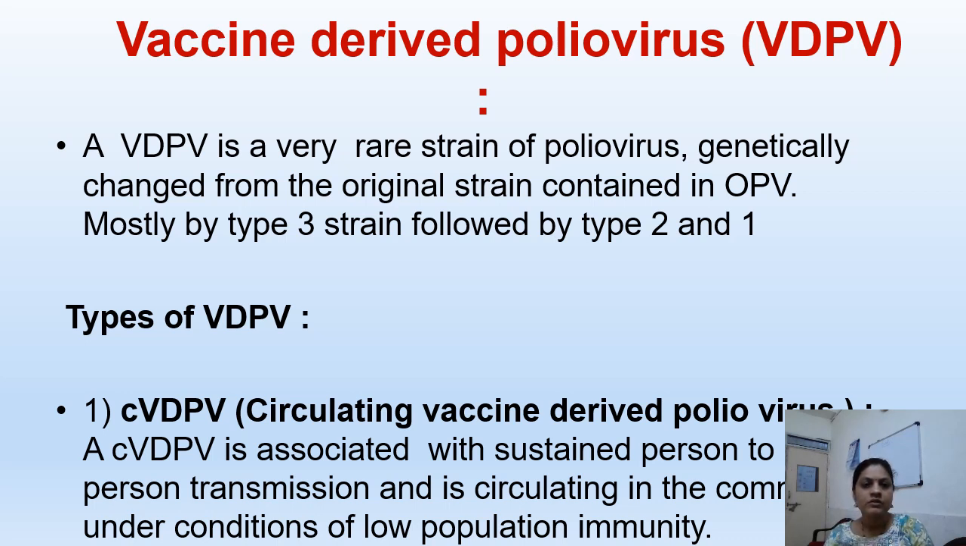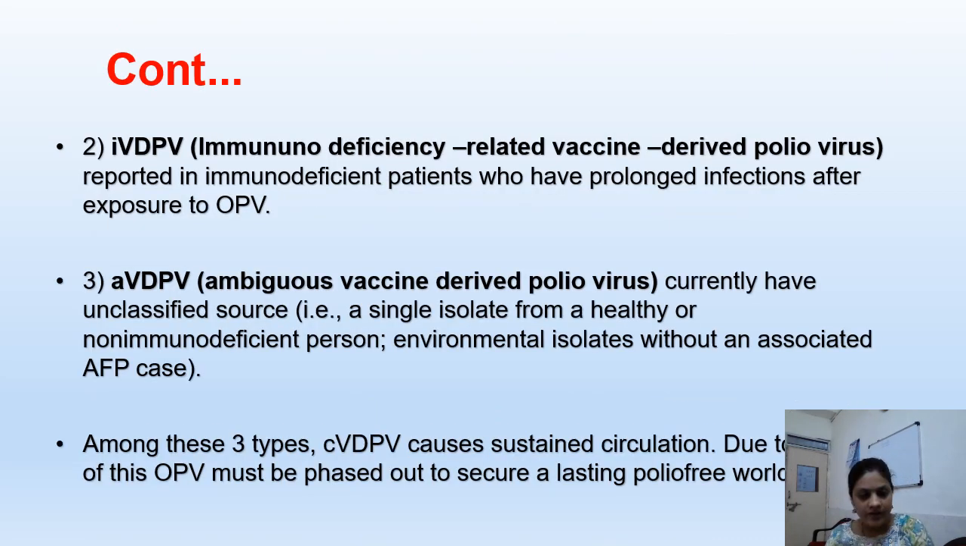Types of VDPV. First, circulating vaccine-derived poliovirus. A cVDPV is associated with sustained person-to-person transmission and is circulating in the community under conditions of low population immunity. Then iVDPV, or the immunodeficiency-related vaccine-derived poliovirus, reported in immunodeficient patients who have prolonged infection after exposure to OPV. Then aVDPV, or the ambiguous vaccine-derived poliovirus, which has an unclassified source, that is, a single isolate from a healthy or non-immunodeficient person, or environmental isolates without an isolated AFP case. Among these three types, the cVDPV causes sustained circulation, and due to this, OPV should be phased out to secure a lasting polio-free world.